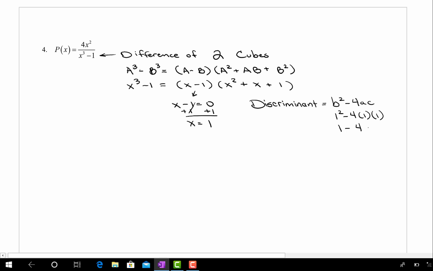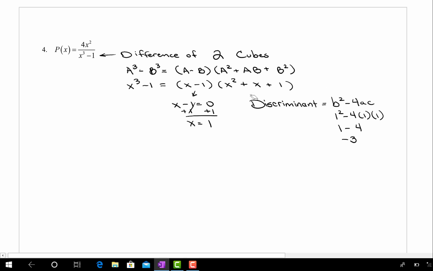The discriminant ends up giving me -3. So imagine this is the part that's underneath the square root. If you have a -3 underneath the square root, what can you tell me about that? That's right, it's going to be an imaginary number, right? So what this is basically saying, if I were to set this trinomial equal to 0 and try to solve it, I would end up with no real solutions. That's what it's telling me.